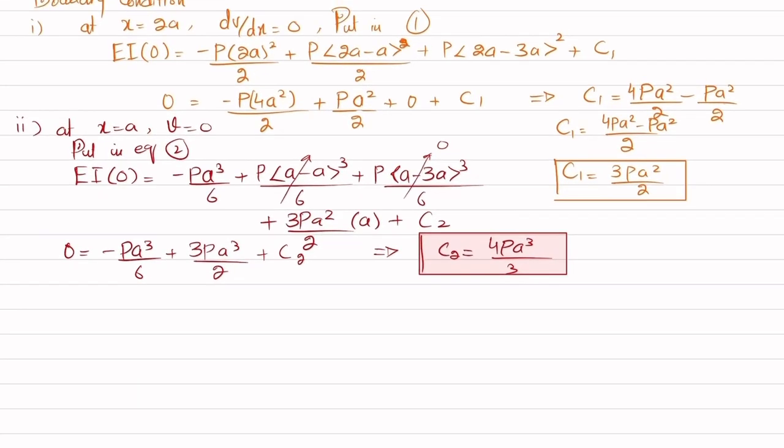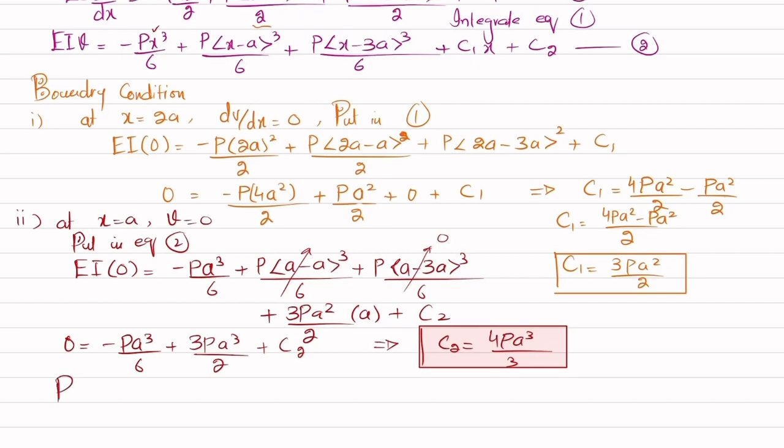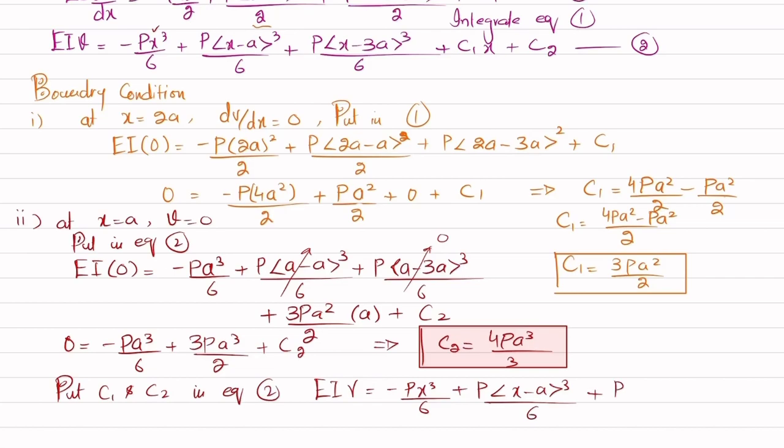Now you have C1 and C2, and we have been asked in the first part to determine the equation of the elastic curve. So put C1 and C2 in equation number 2. So what we will get is EI into V is equal to minus PX cube over 6 plus P into X minus A whole cube divided by 6 plus P into X minus 3A whole cube over 6 plus C1, which is 3P A square over 2, into X plus C2, which is 4P A cube over 3.